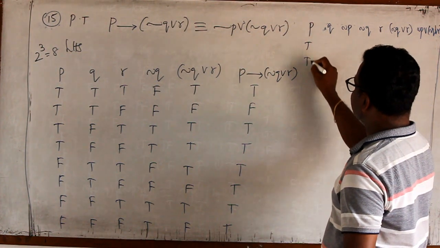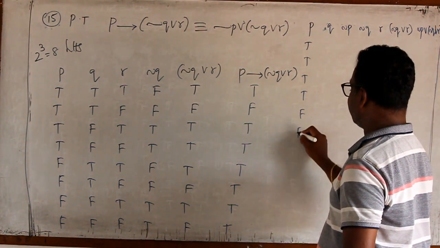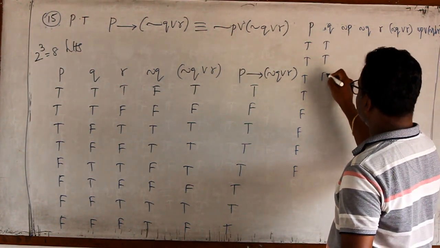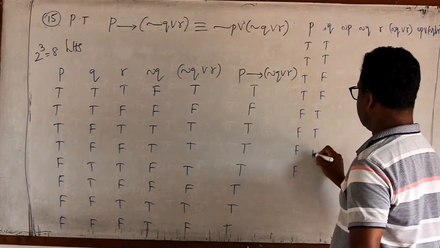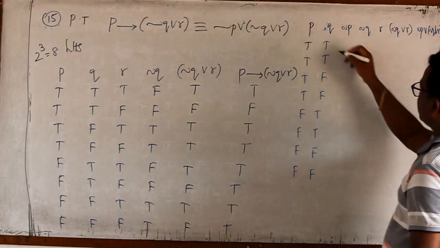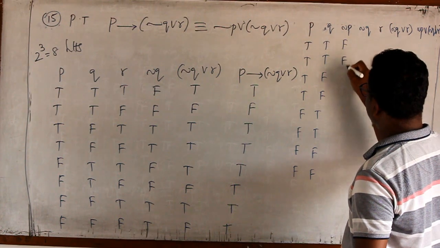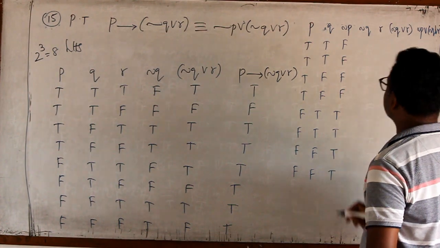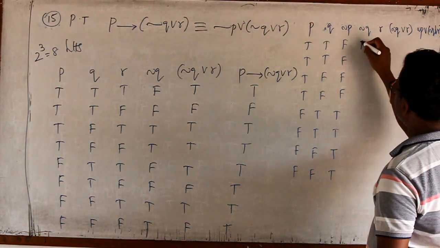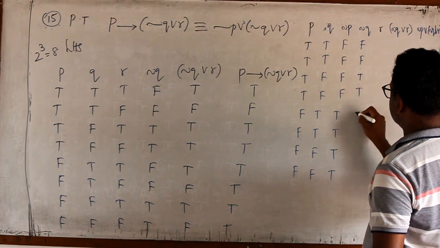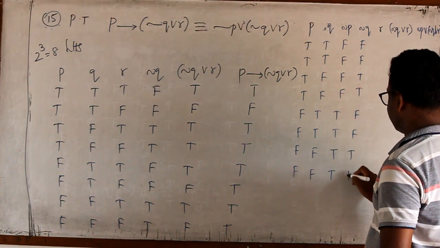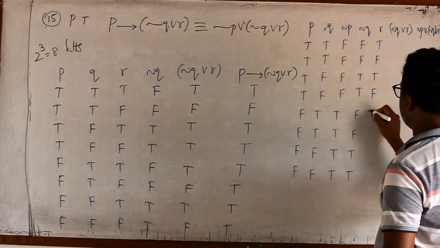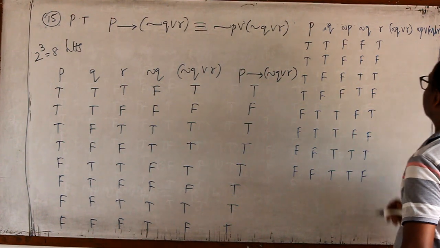So 8 elements: T, T, T, T, F, F, F, F. Q: T, T, F, F, T, T, F, F. Negation of P is the opposite of P: F, F, F, F, T, T, T, T. In negation of Q, double F, double T, double F, double T. R is 1T, 1F, 1T, 1F, 1T, 1F, 1T, 1F.